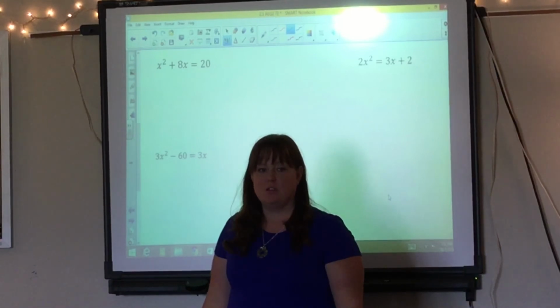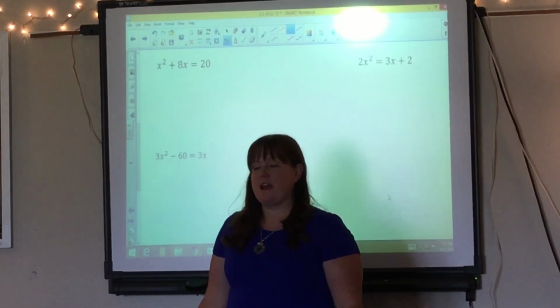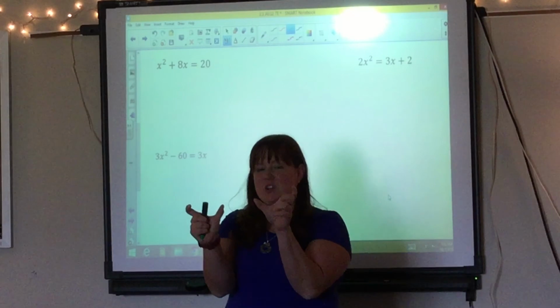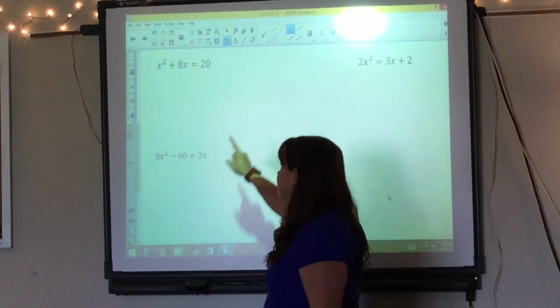Remember on Friday we talked about intercept form? Did we move this over here? And then we talked about intercept form, and that tells us where the zeros of a quadratic are. So let's find the zeros of this first quadratic.